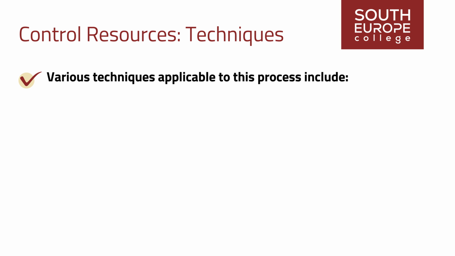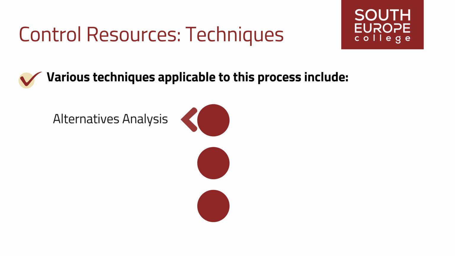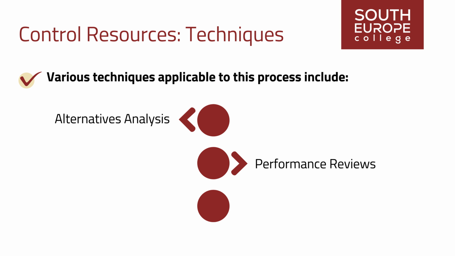Various techniques applicable to this process include alternatives analysis, evaluating options to address variances in resource utilization, such as weighing overtime costs against potential delays or phased deliveries. Performance reviews, comparing planned versus actual resource utilization, utilizing cost and schedule work performance information to identify resource usage issues. Trend analysis, utilizing current performance information for trend analysis, projecting future resource needs, and assessing whether performance improves or deteriorates over time.